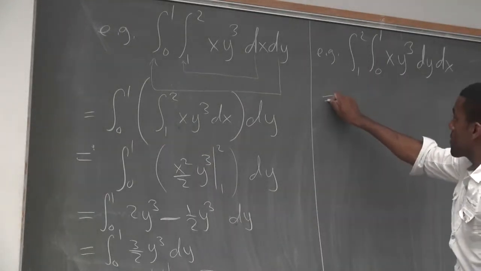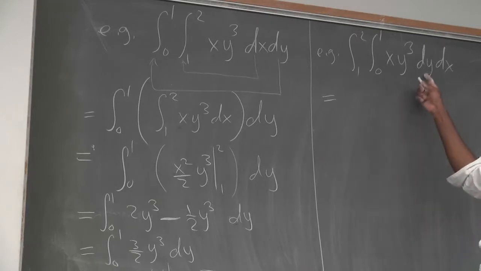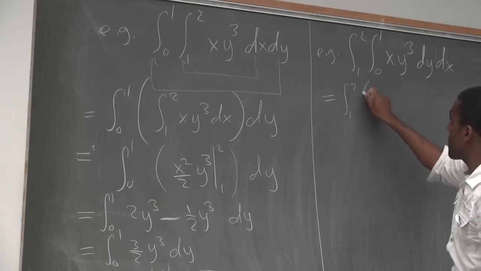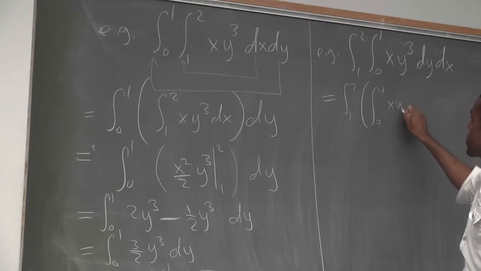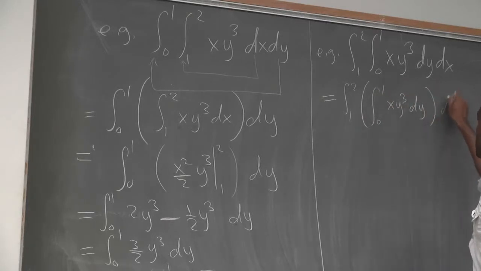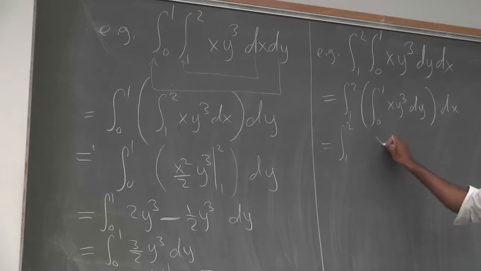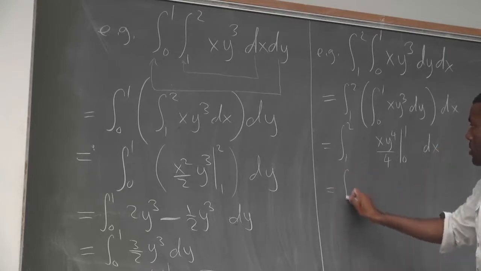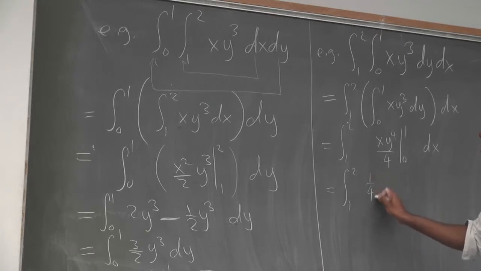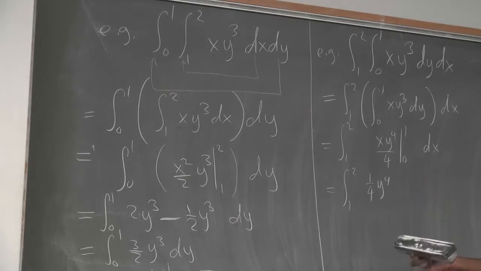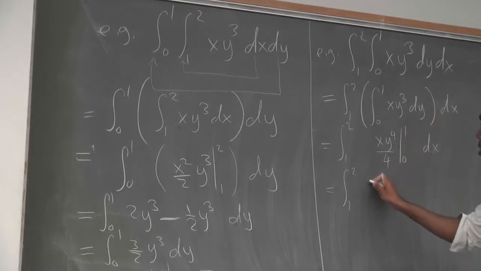How about this one? Here we want to do the y first. So I'm going to do the integral from 0 to 1 of xy cubed dy dx. This is going to be x, y to the 4th over 4, between 0 and 1. This is going to be 1 over 4, x. Sorry, yes, I'm plugging in. We just did dy, so we're plugging into the y.